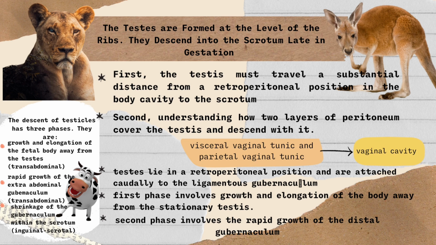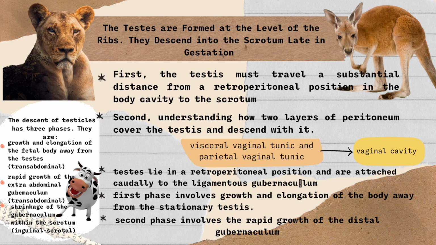The second challenge in understanding the process of testicular descent involves understanding how two layers of peritoneum cover the testis and descend with it. These two layers, the visceral vaginal tunic and the parietal vaginal tunic, are separated by a vaginal cavity that is continuous with the peritoneal cavity.